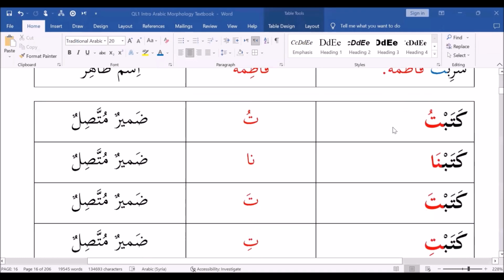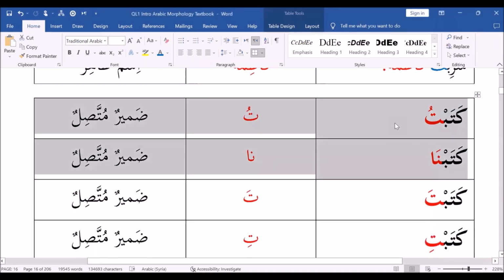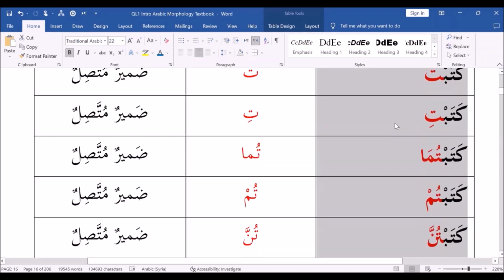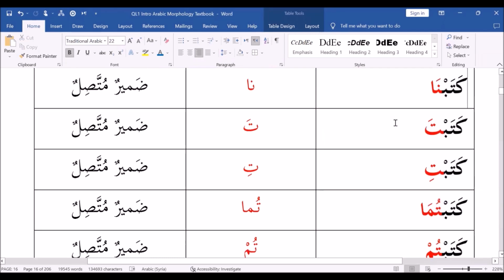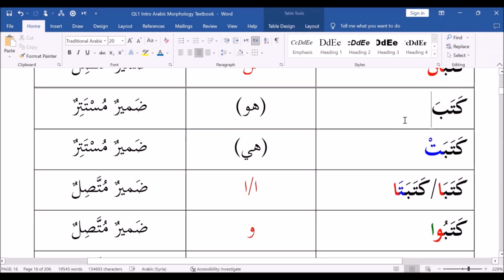So as we learn an easy introduction to Arabic, these two are for the mutakallim, the speaker, the first person. And then these next 5 are for the second person, al-mukhatab. And then finally we have al-ghaib. Now comes the interesting part, right?